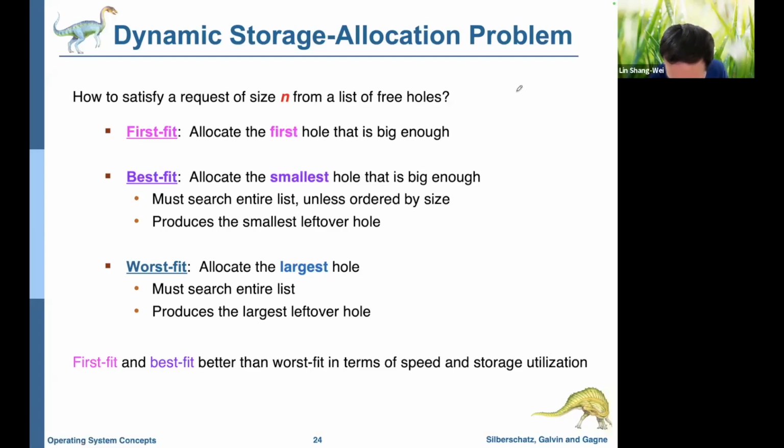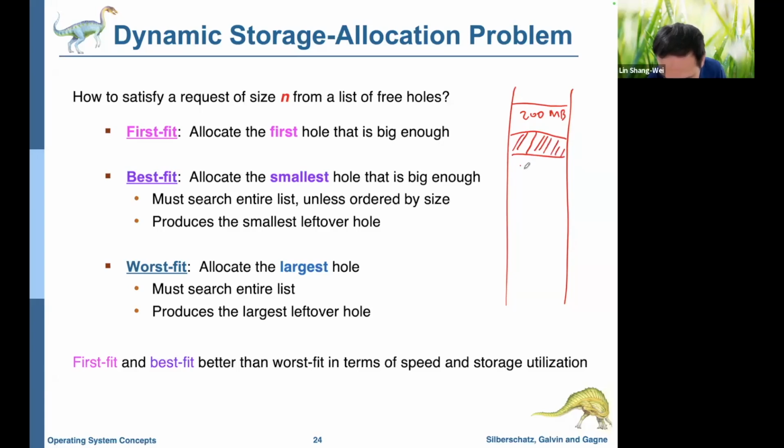Let's say this is our memory, current snapshot. Here we have 200 megabytes free, and this part is occupied. I mark it like this. And then here we have 100 megabytes of free memory, and then this part is occupied. After that, we have a 300 megabyte free hole here. So this is our current snapshot.